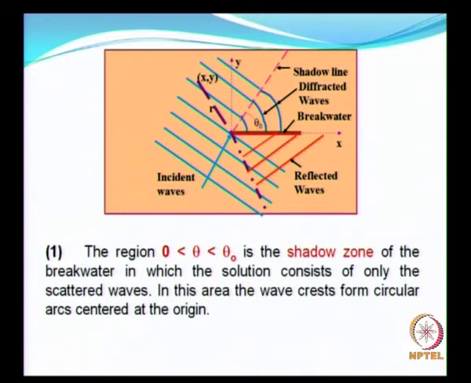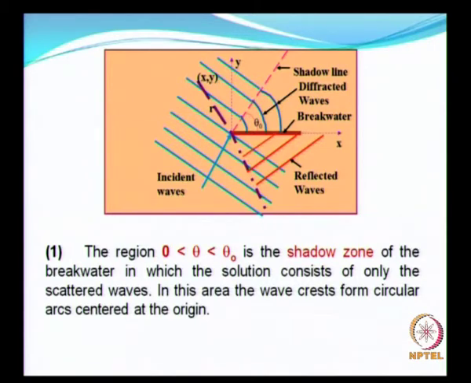One is the angle that it makes from 0 to theta naught. This area or this zone is going to be having the bending of wave fronts, and these are the diffracted waves. Again please remember that we are talking only about a constant water depth.